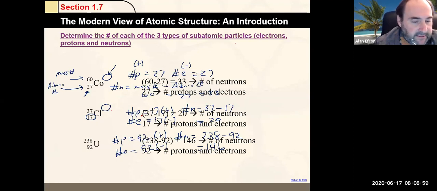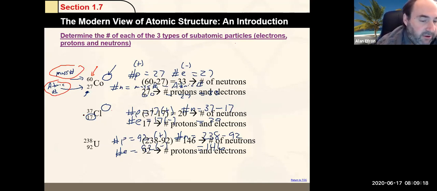Now, when we write isotopes, as we see on the screen here, we write them basically two ways. This is a very common way that isotopes are written, where we have on the top the mass number. On the bottom left we put the atomic number.